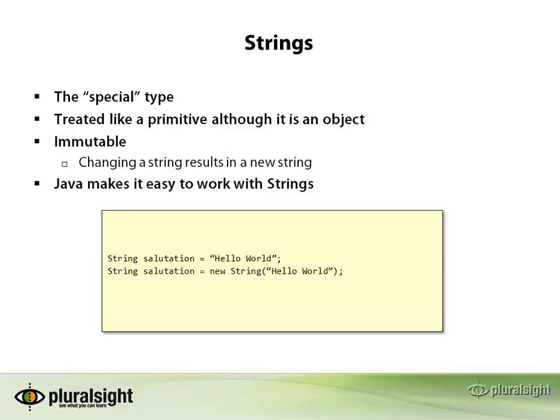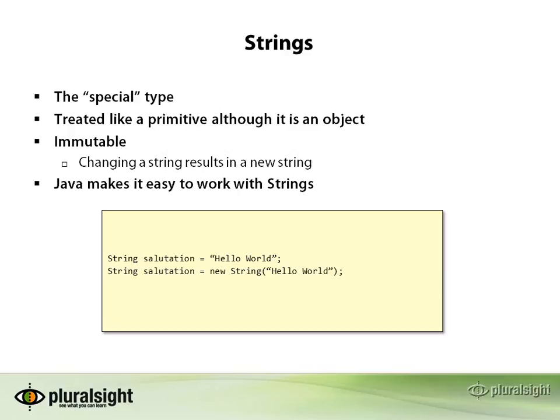So let's talk a little bit about the special type in Java, which is a string. And a string is a special type because it is treated like a primitive, even though it is actually an object. And it's really not important as far as how that works. What this really means is that you can use this anywhere that you can use a primitive type. It acts like a primitive type. It can be just assigned without using the new syntax, which we'll cover a little bit later when we get into classes.